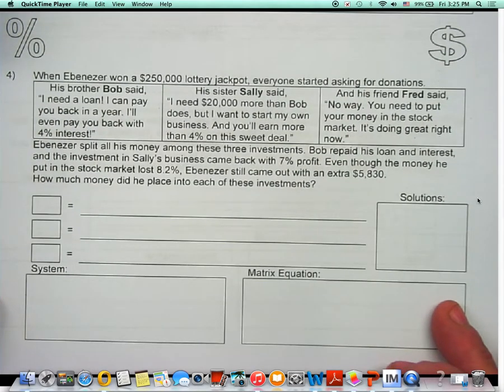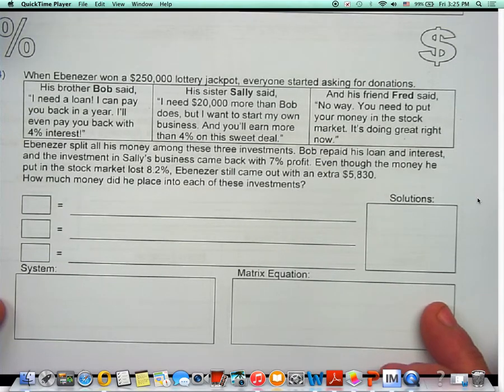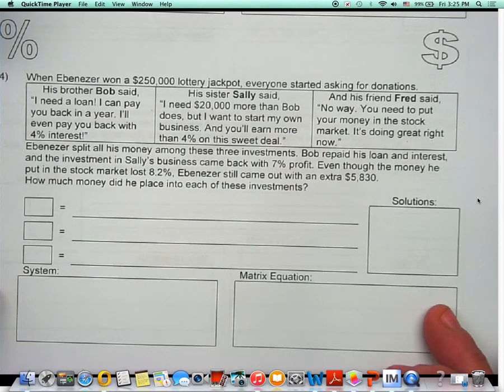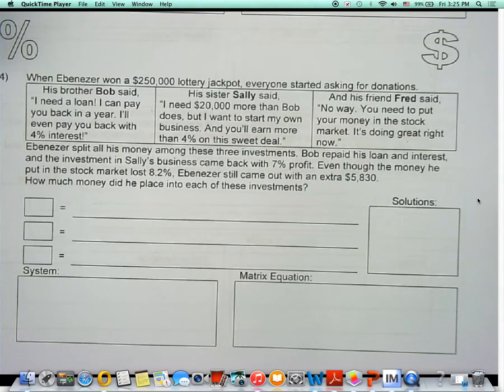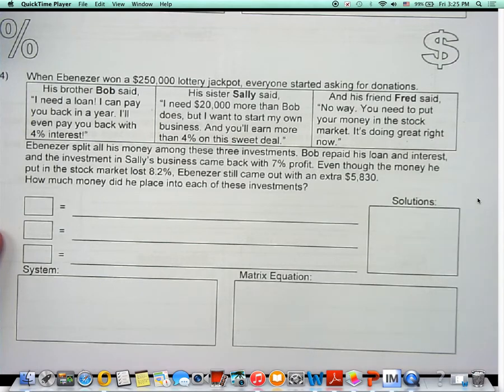Then his sister Sally said that she needs $20,000 more than Bob does, but she wants to start her own business and she promises that Ebenezer will get more than 4% back. And then his friend Fred said, no way, you need to put your money in the stock market. It's doing great right now. So he's going to take all of his money and invest it in these 3 different ways.